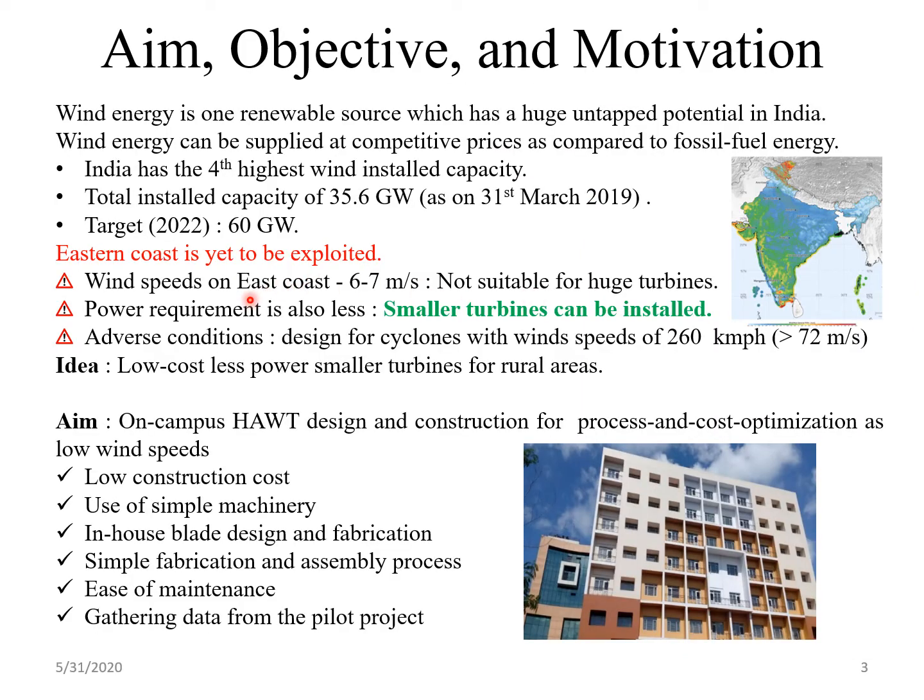Eastern coasts of India are yet to be exploited for wind energy as the wind speeds are not suitable for setting up large wind turbines by big companies. However, small wind turbines can be set up to supply energy to rural households. For proceeding to this goal, a proof of concept in-campus model is developed with the aim to minimize cost of production, weight of structure, use simple machineries, and collect data for analysis.